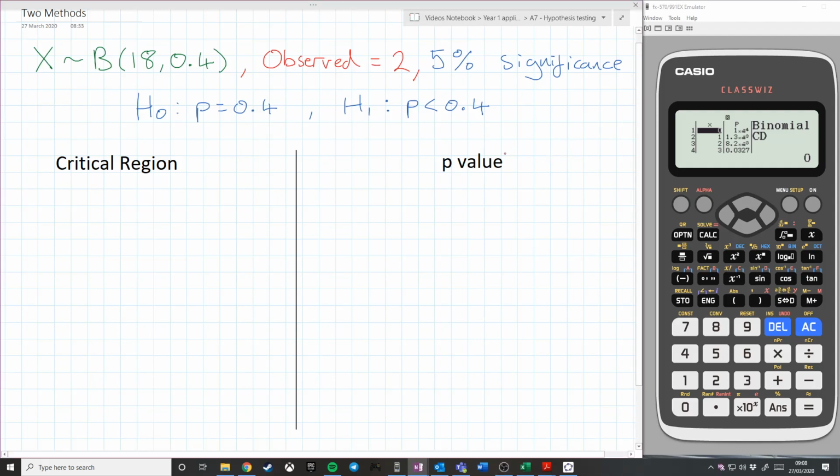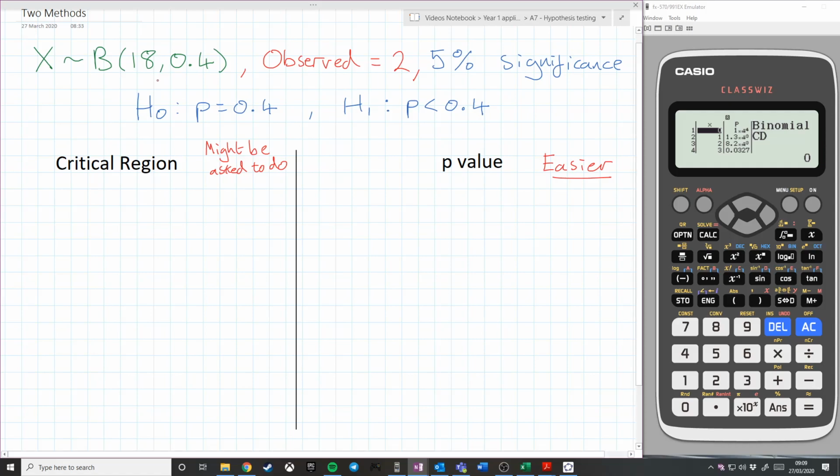Now, I'm going to be completely honest, p-value is the easier one. It's shorter, it requires less work. But the critical region you may be asked to do. If you are not asked to, you don't have to do it, but you do need to know how to do it because you could get asked. The critical region is the one that we've done up to this point, and that is working out which values are sufficiently weird, i.e. which values would we have to observe to be in the alternate hypothesis situation.